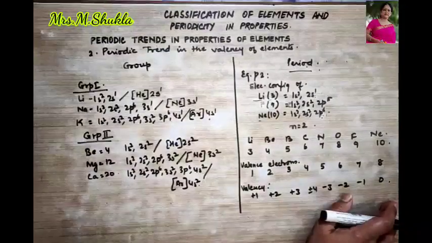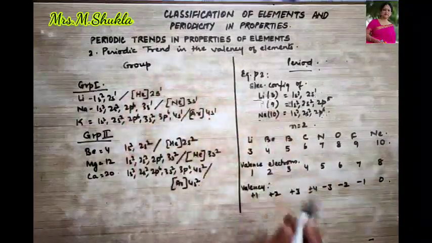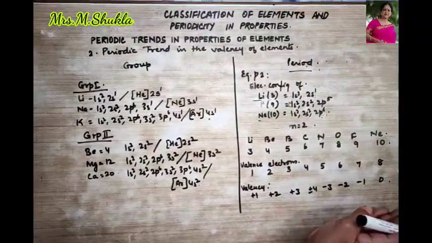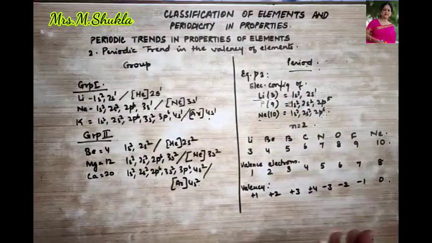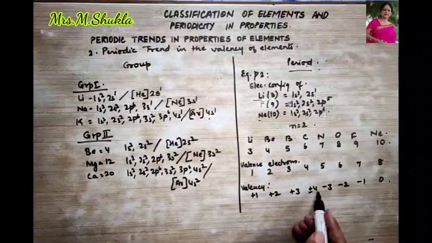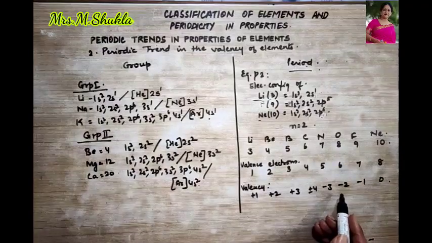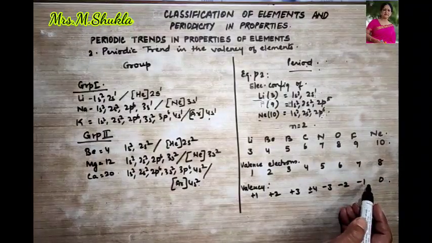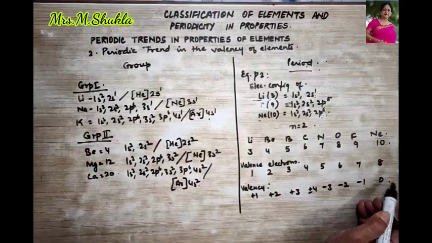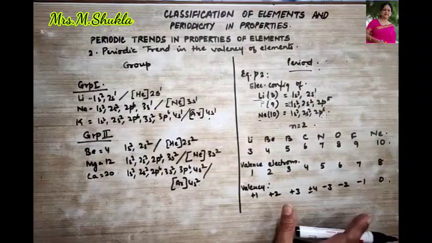So what do we study about the valency? What is the periodic trend in the valency of elements in a period? So as we move from left to right, we see that the valency first increases from 1 to 4 and then decreases back to 1, right? And then it becomes 0 in case of noble gases. I hope this is clear about valency.